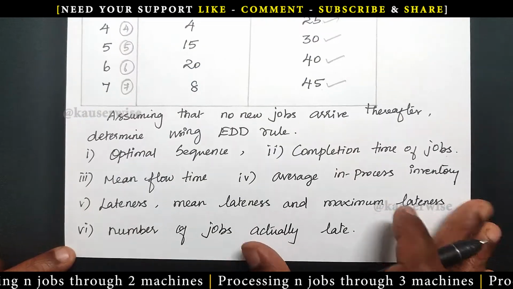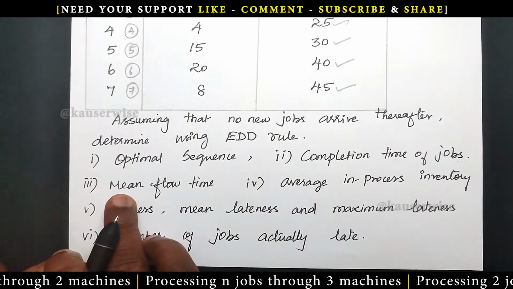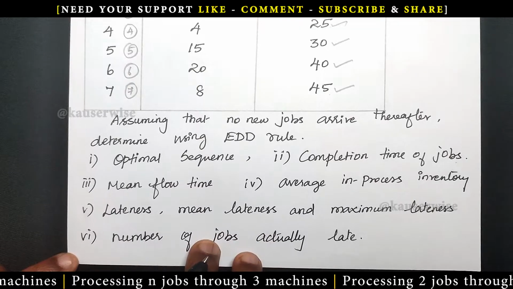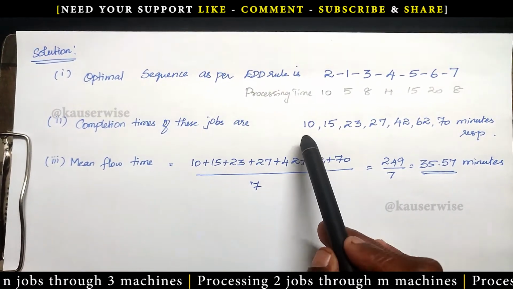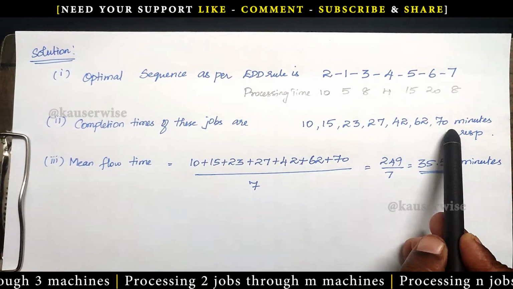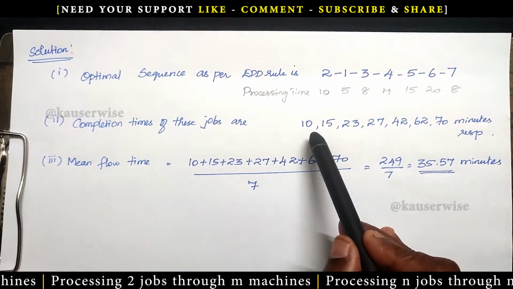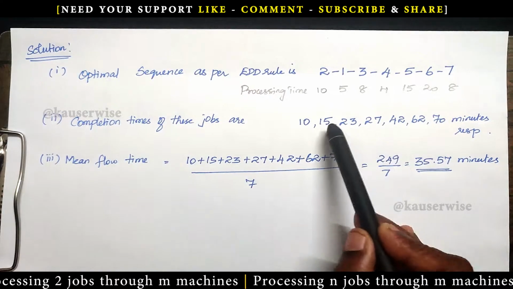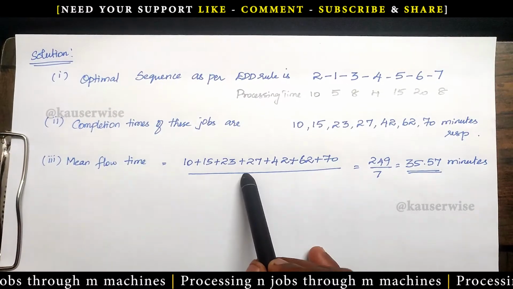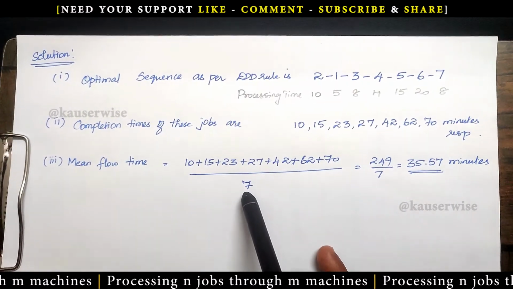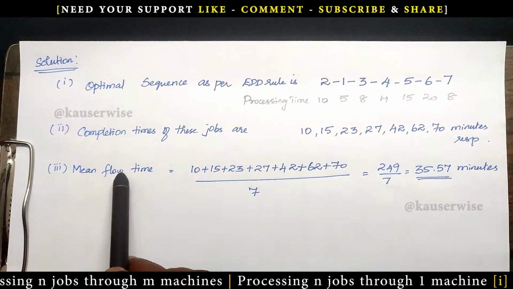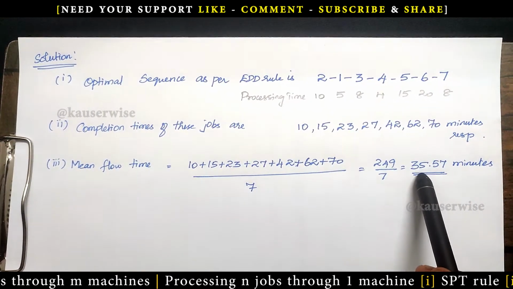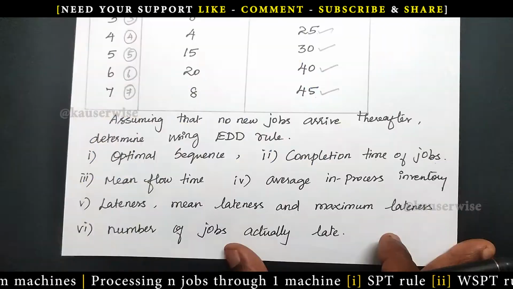The next calculation is mean flow time. See the solution. Mean flow time is the average of the completion time of all the 7 jobs. Just find the total of each and every completion time of all the jobs together, divided by the number of jobs. Here 7 jobs are there, no? So divided by 7, you will get the mean flow time, that is 35.57 minutes.